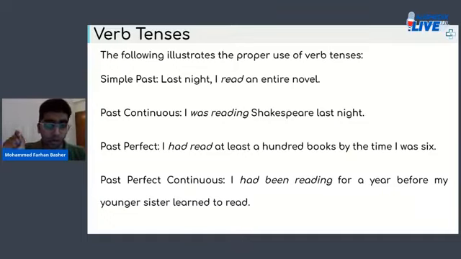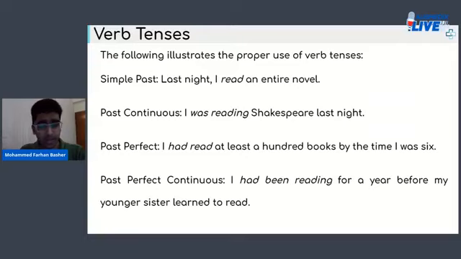So when I became 6 years old, that's one event, right? But another event or a chain of events took place before I turned 6. So now I want to talk about both these events or both these actions at one go. So I want to say that by the time I was 6 years old, I had finished reading hundreds of books. Does it help? By the time I was 6 years old, I had finished reading 100 books.